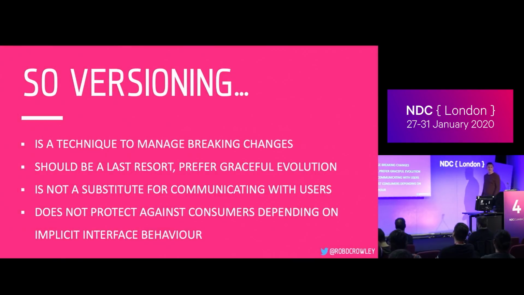So versioning is a technique to manage breaking changes. It should be a last resort. It shouldn't be your first option. Only use it where absolutely necessary. Prefer graceful evolution. Absolutely not a substitute for communicating with your users. That is the absolute biggest thing about managing changes in your API. And it doesn't protect users from depending on implicit behavior as well. So sometimes it's not just about the interface changes.